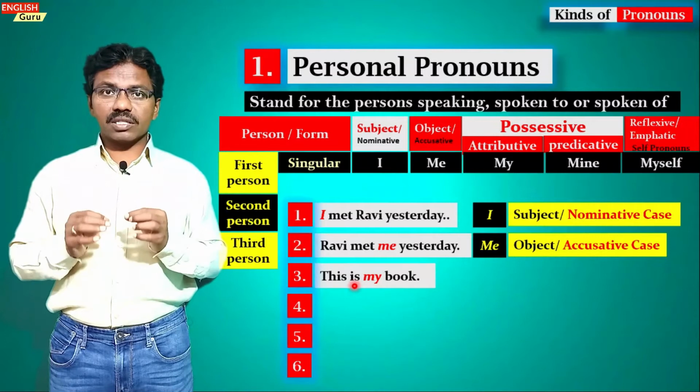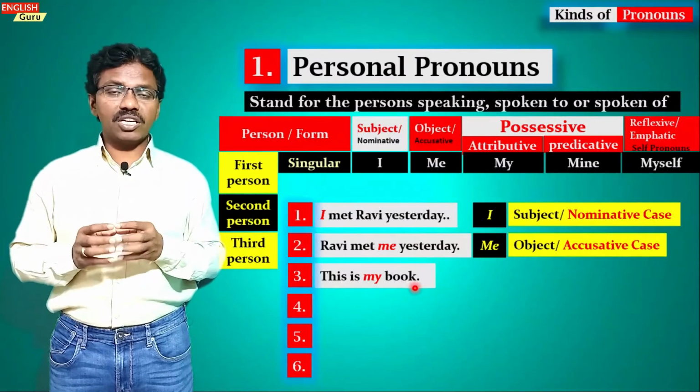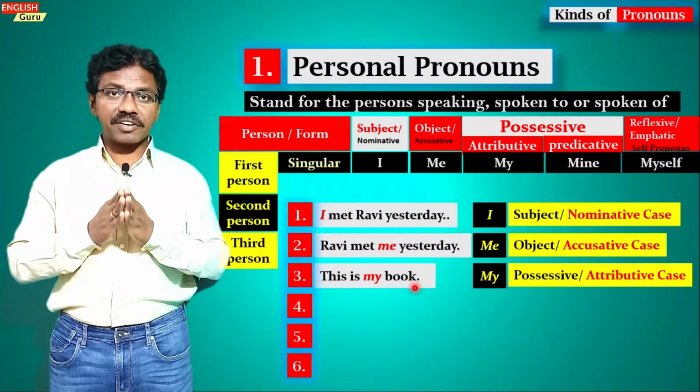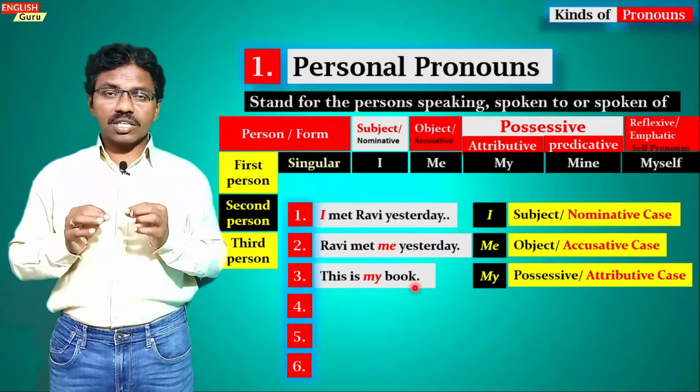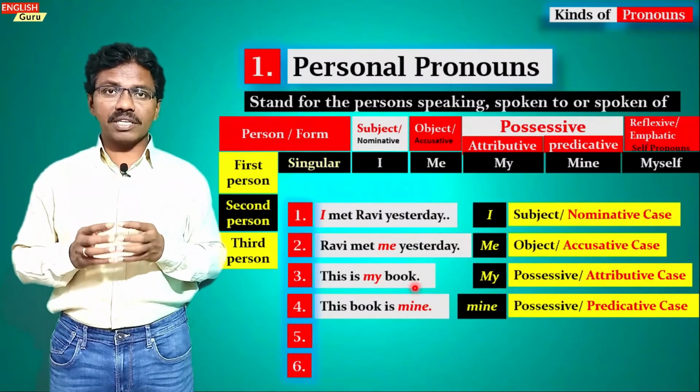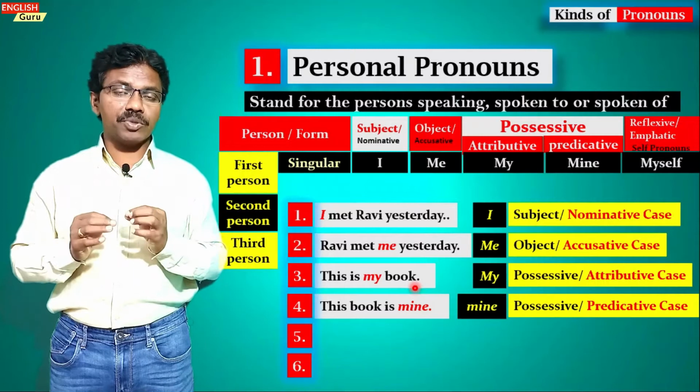The third one is this is my book. The word my is a possessive pronoun and it is used in the attributive case. The fourth one is this book is mine. So mine is also a possessive pronoun but it is used in a predicative case.